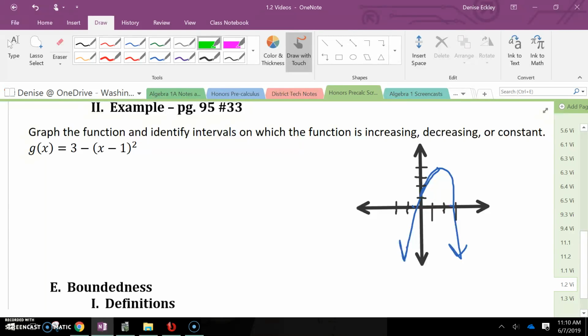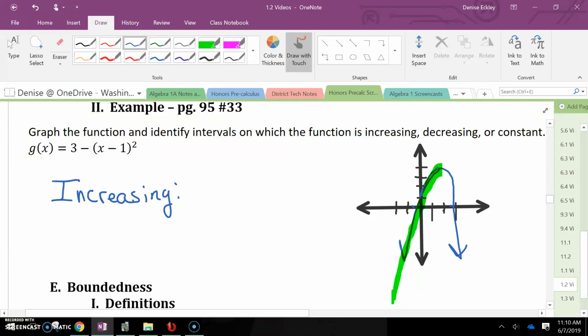So what we can see is that if we come along from x equals negative values up to our vertex, that is the interval on which it is increasing. So our increasing interval will be written in terms of our x values. We always write everything in terms of the independent variable. So we have negative numbers up to and including 1.